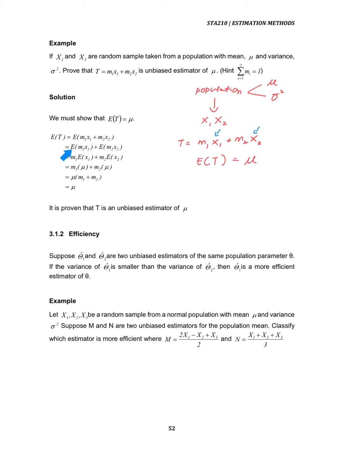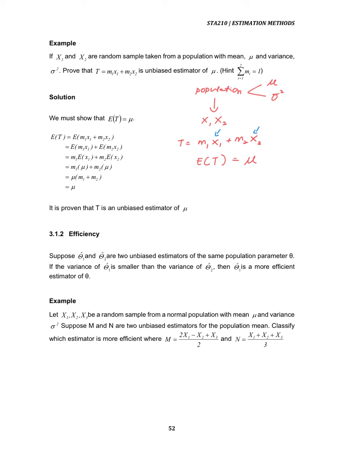Okay, so dia akan jadi expected of m1x1 plus expected m2x2. Okay, m1 and m2 here adalah constant. So ingat lagi tadi constant saya kata kita boleh keluarkan. So kita keluarkan constant m1, kita akan darabkan dengan expected value of x1. Okay, untuk yang x2 pula kita keluarkan m2. Okay, darabkan dengan ex2. Okay, tadi hint dia dah bagi.